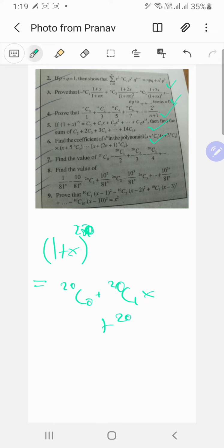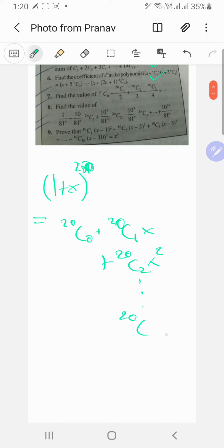That should make sense. So what we can do is that we can get this easily using integration. 1 plus x power 20 is going to be 20C0 plus 20C1 into x plus 20C2 into x squared and so on, up to 20C20 x power 20.